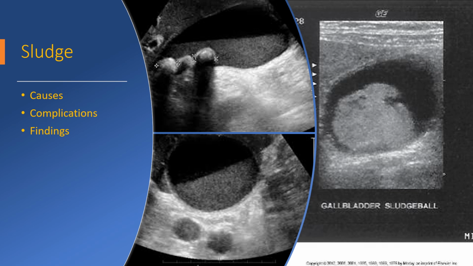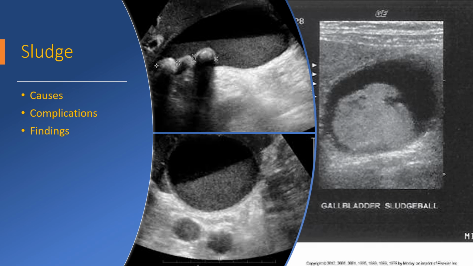Sludge occurs from biostasis. This can be caused by biliary obstruction, prolonged fasting, parenteral nutrition, or IV use. So anytime there's an obstruction or stasis, you may see sludge. Complications of sludge include acalculous cholecystitis, the forming of stones or cholelithiasis, and findings are going to be echogenic debris within the gallbladder.